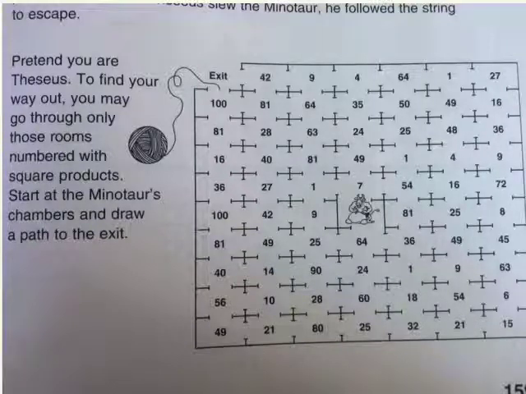So it says over here, pretend you are Zeus. I think that Zeus is this miniature. And to find your way out, you may go through only the rooms numbered with square products. Well, those are the ones I showed you before. Start at the miniature, which is him, and the chambers, and draw a path to the exit. So now you get what to do, right? So we have to go from this miniature to the exit.